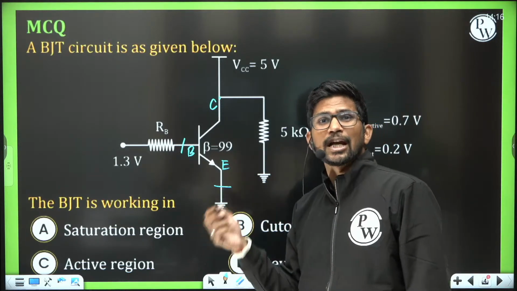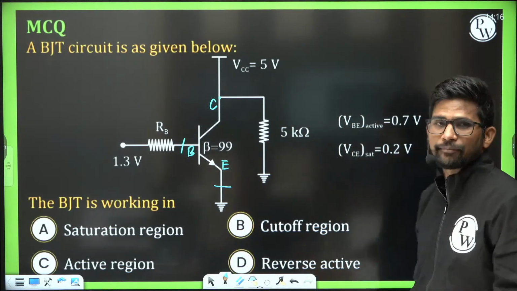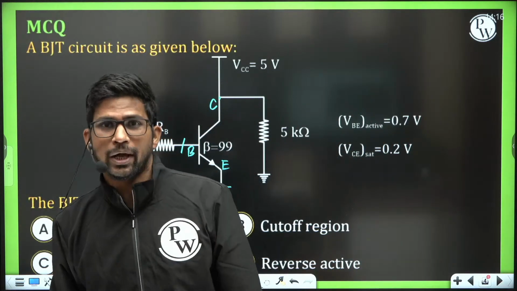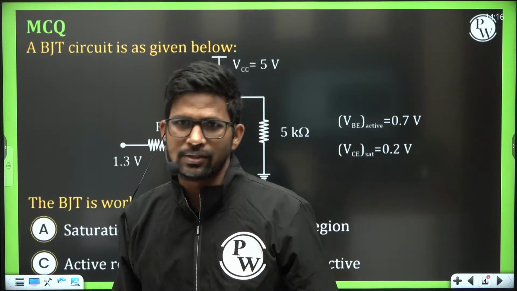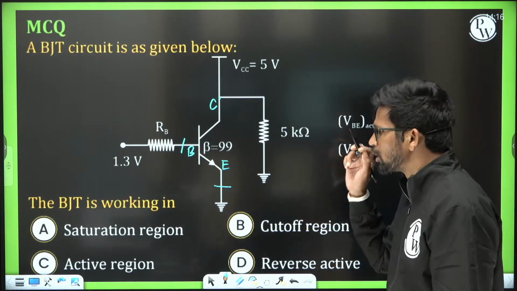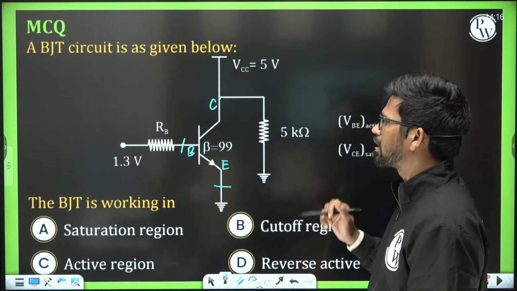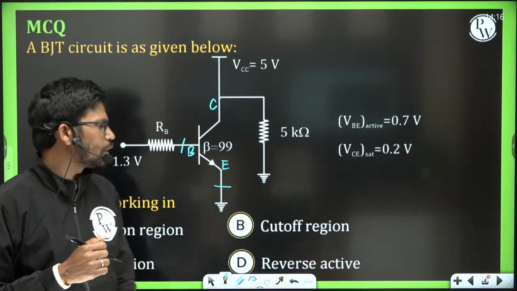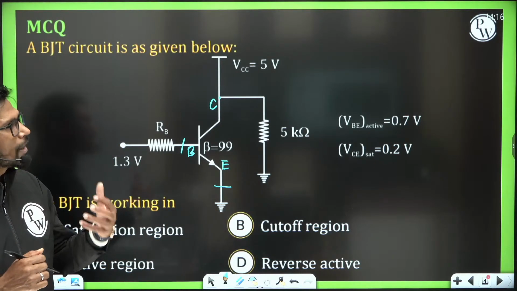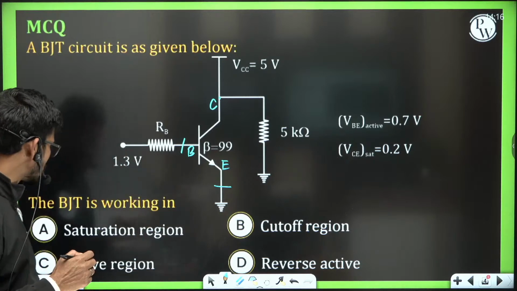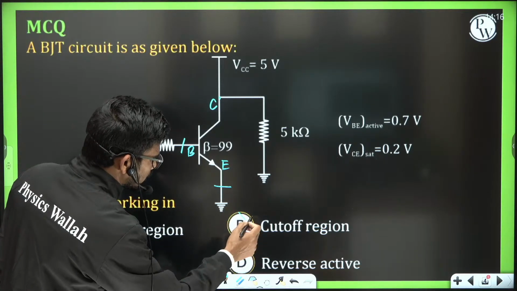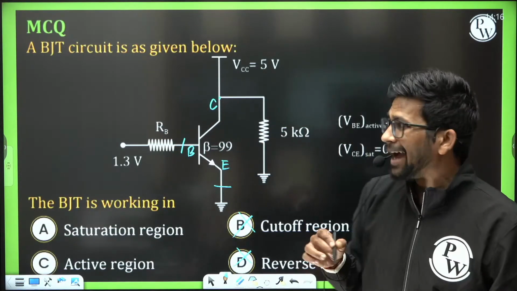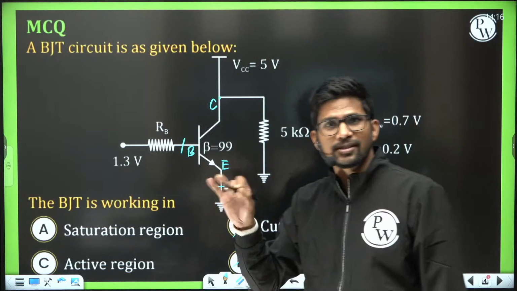If the open circuited voltage VBE is greater than VBE active, then definitely this BJT is in on condition, and if it is less than VBE active 0.7 volt, then definitely it is in off condition. So here it is greater than VBE active, so this BJT is definitely in on condition. And if it is in on condition, it will either be in active region or saturation region. So these two options, cutoff and reverse active, are not possible; it is either saturation or active. And how do we find out whether it is in active region or saturation region?